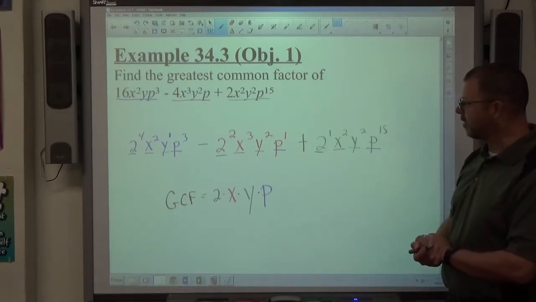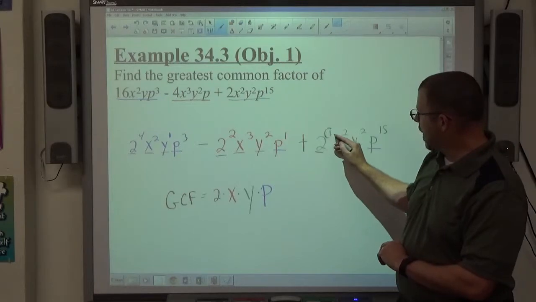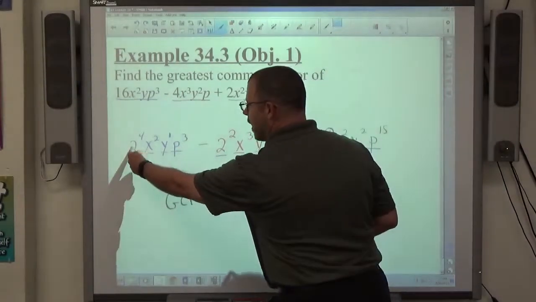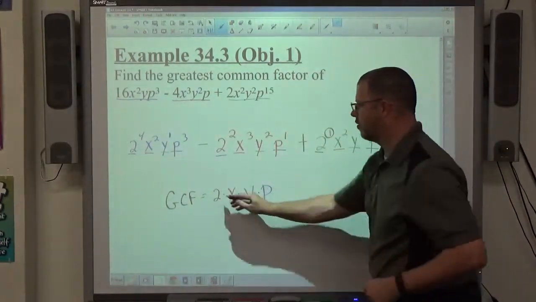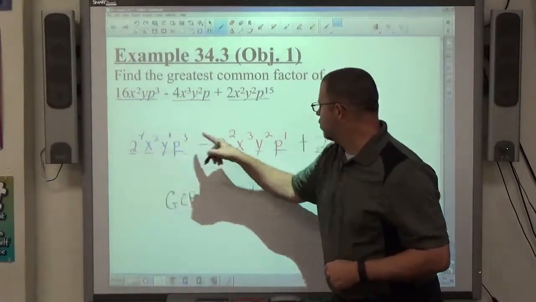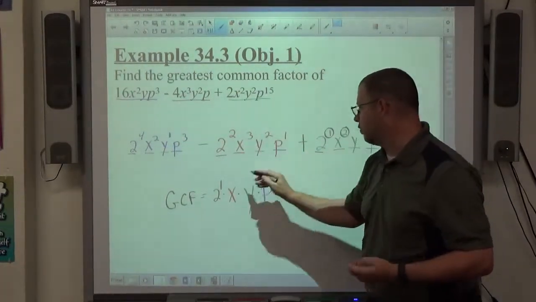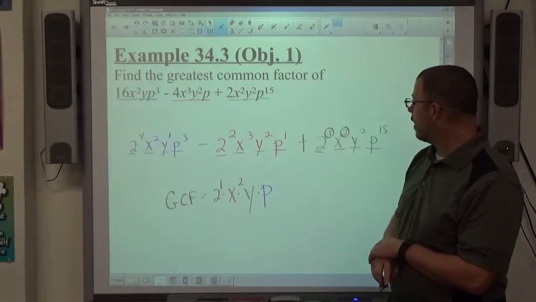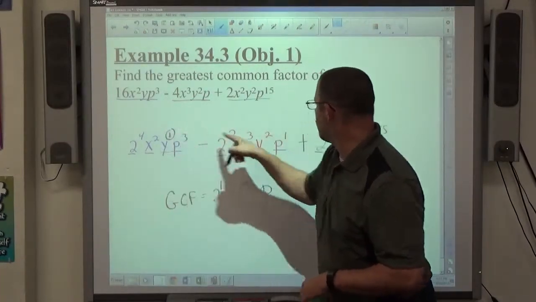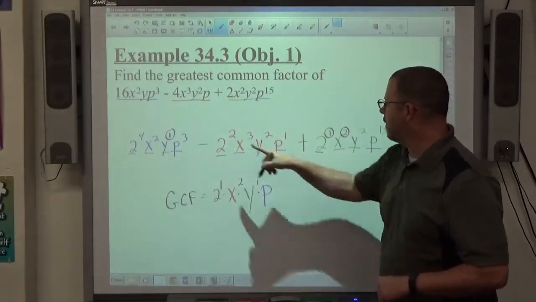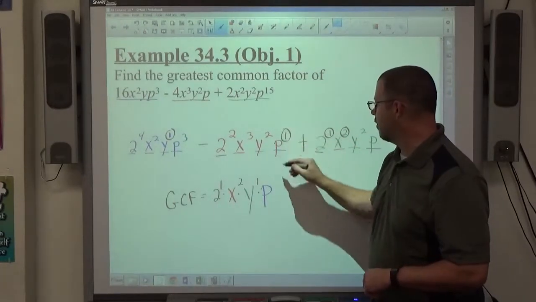So for 2, what's the smallest? 1. The first power. So basically just look at all the 2's. We have a 4 and a 2 and a 1. Take the smallest one. For x's we have 2 and 3 and 2. 2. So take one of the 2's. It doesn't matter which one. Y is 1. We have 1, 2, and 2, so 1. And for p we have 3, 1, and 15. We take out the 1.